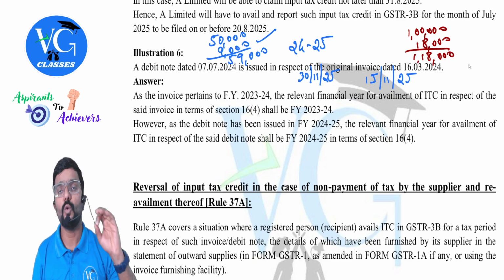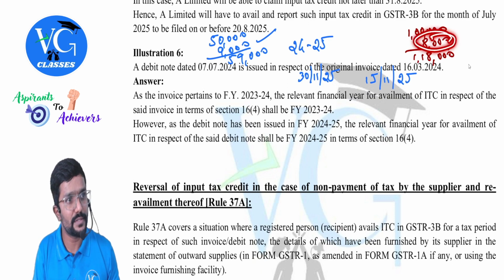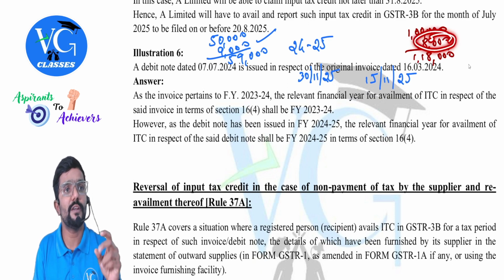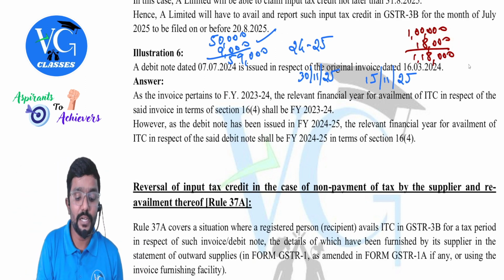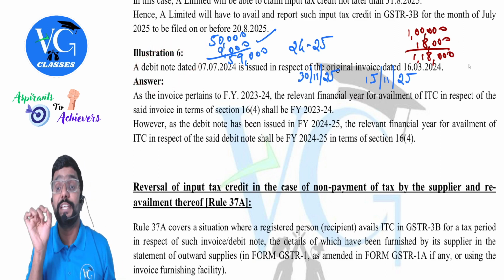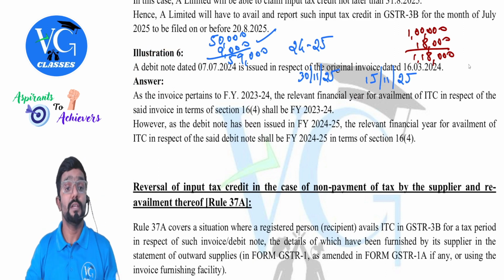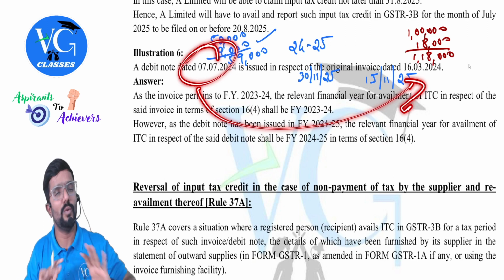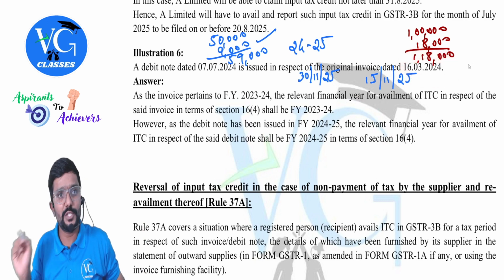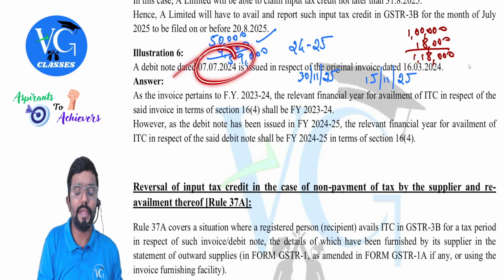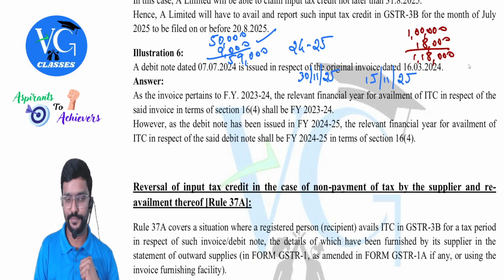Is that clear? What I am trying to communicate here is, with respect to the ITC mentioned in invoice, to count the financial year, which date should I take? Invoice date. Whereas with respect to the input tax credit given in debit note, which date should I count to check the year? The debit note date. Sir, this debit note is given with respect to this invoice, sir. Okay, let us treat it as two separate documents. For the invoice, the year would be 23-24, whereas for debit note, the year would be 24-25. Is that clear? Yes. Let us see the answer.